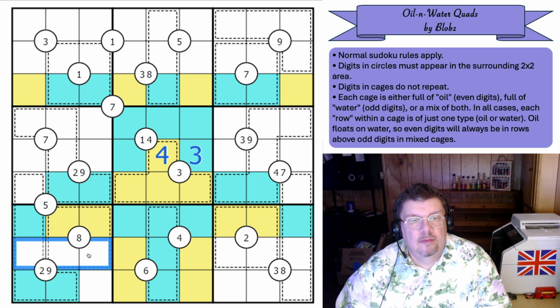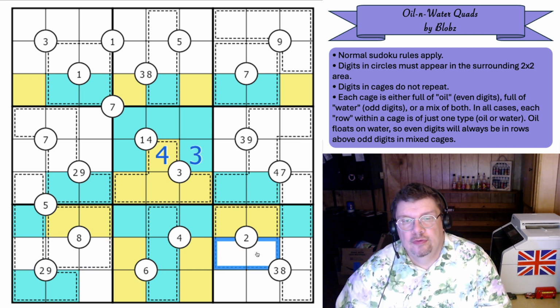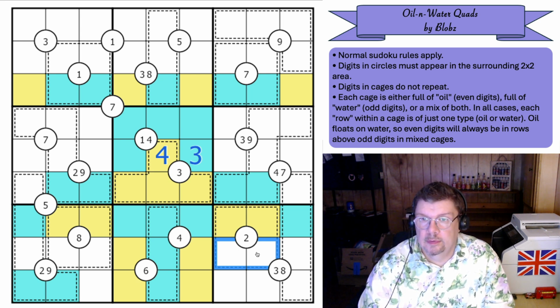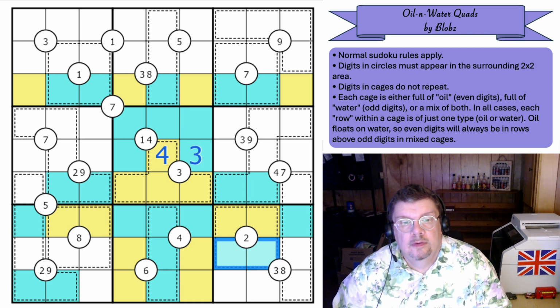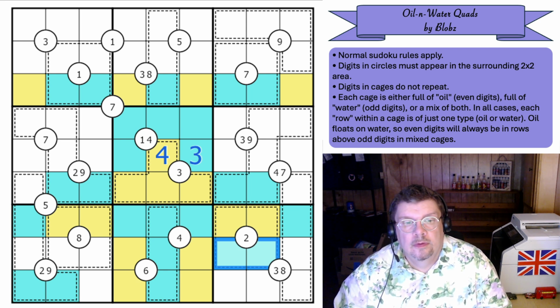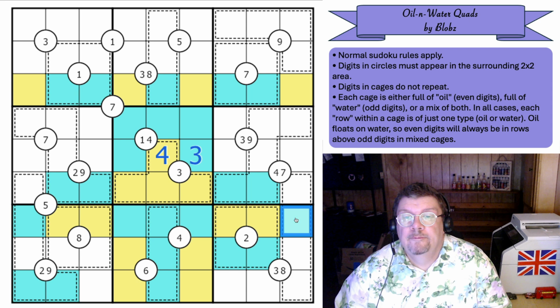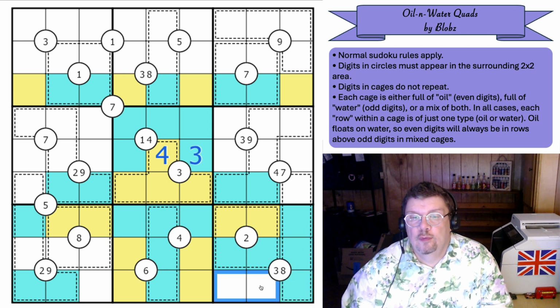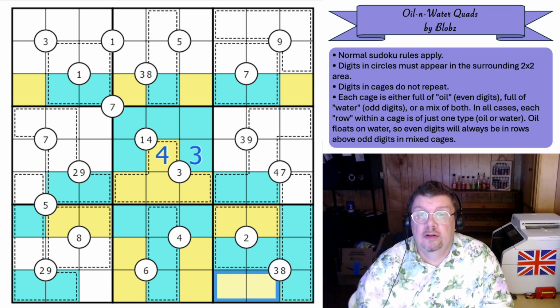If this were oil, we still have to place an oil in this row in this box. Therefore, we have at least one oil there. That's 2, that's 3. I can't make those both oil. So those must be water. Because this is water, everything below it must be water. That's 5 waters in the box, so those must be oil.